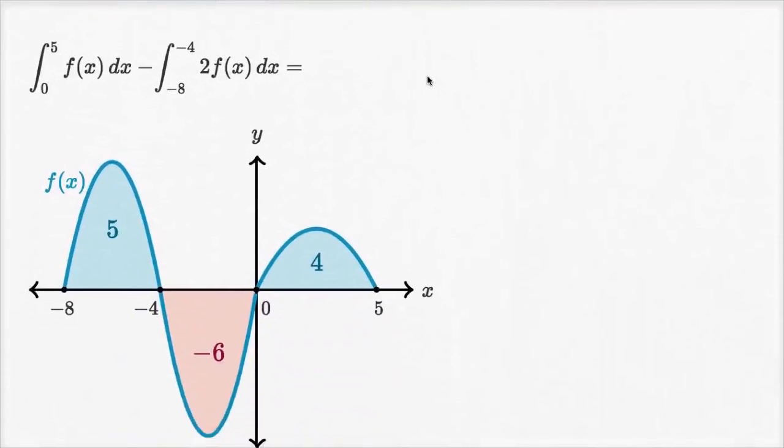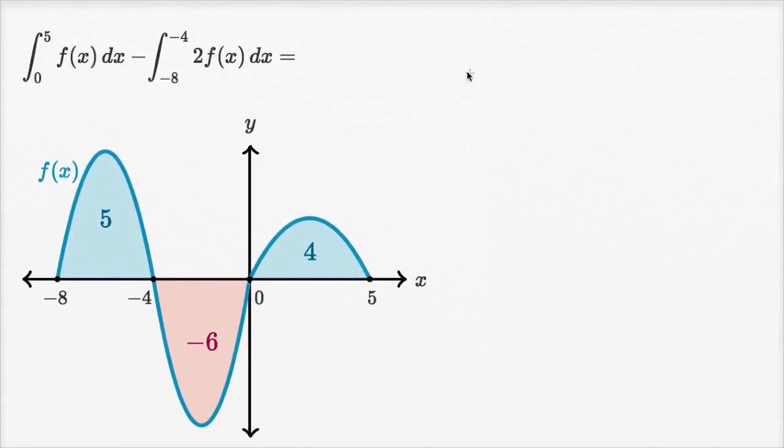All right. So here, this first integral, the integral from 0 to 5 of f of x dx, is pretty straightforward. We're going to go from 0 to 5 of f of x dx. So we're talking about this area there, which they tell us is 4. So that was pretty easy to evaluate.